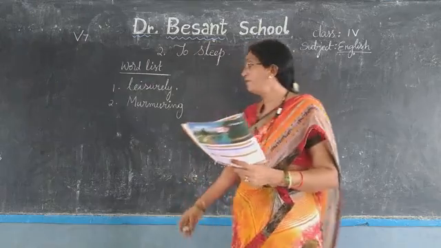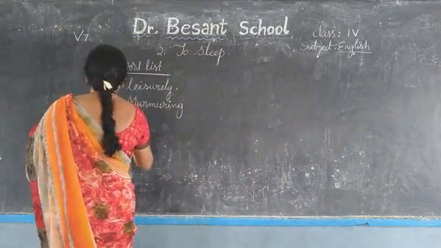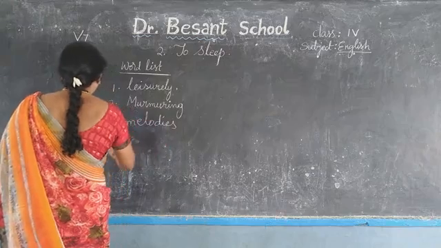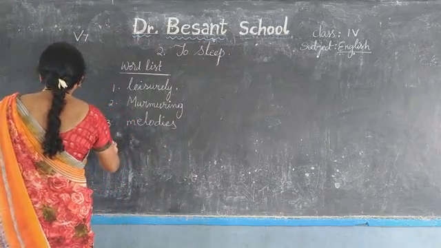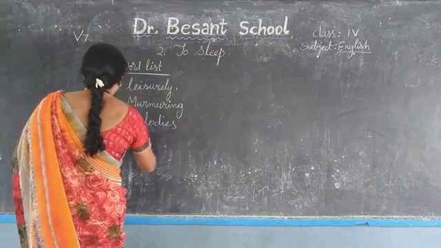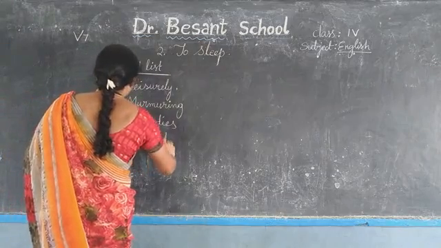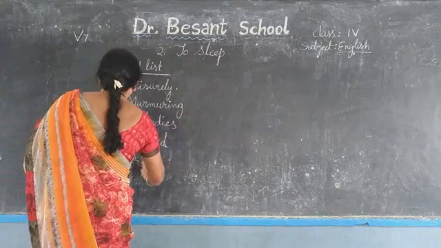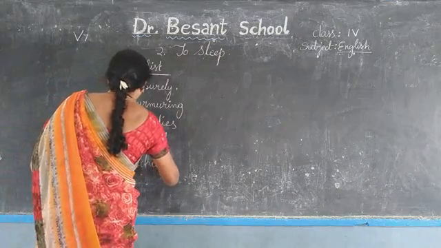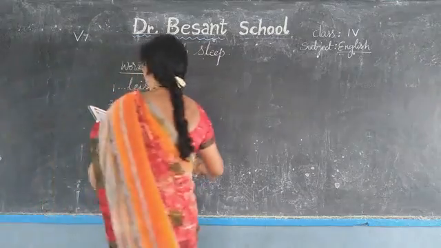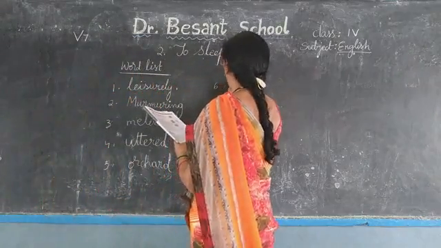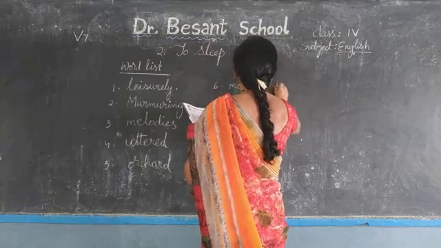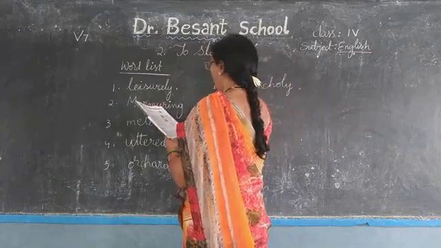So the list of words here in the second stanza: melodies is the third word. The fourth word is uttered. The fifth word is orchard. And the sixth word is melancholy.